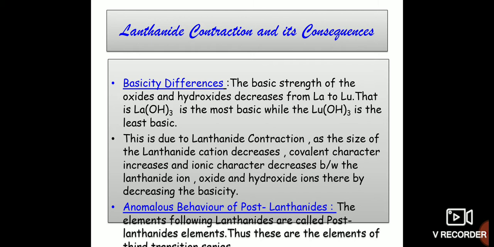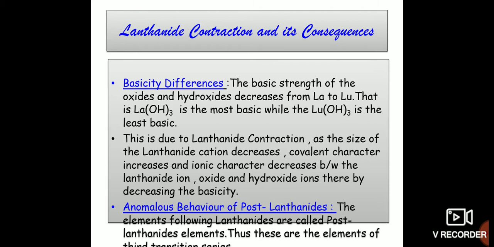Okay, and understand. So what is the consequence of lanthanide contraction? The second consequence is the basicity difference. We know that as we move from left to right across a period, that is from lanthanum to lutetium, the atomic number increases and the basic strength of the oxides and hydroxides of lanthanides decreases from lanthanum to lutetium.